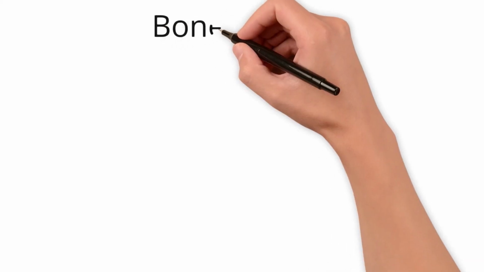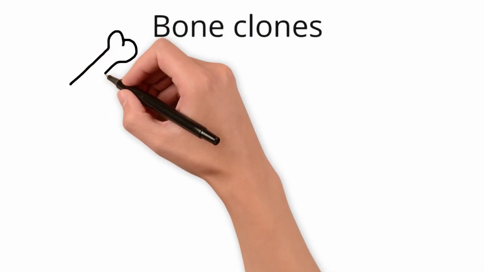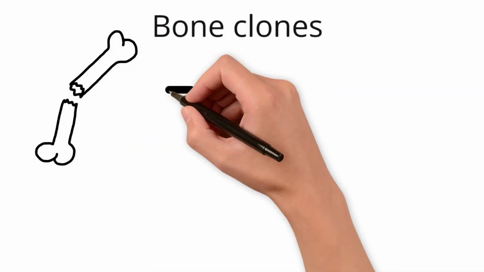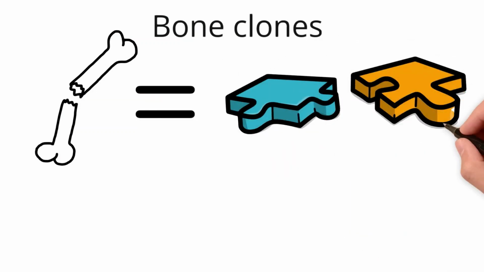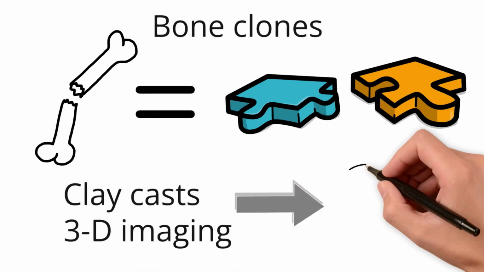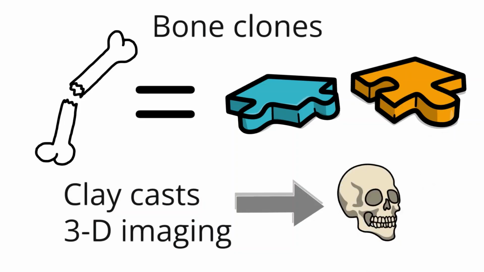Paleoanthropologists often talk about bone clones. Let's break this idea down. Like Dr. Kenny shared with us, bone fragments are like puzzles. So when a researcher finds a fossil fragment, it's simply another puzzle piece. Like Dr. Hawkes explained, they can create clay casts or use 3D imaging and create full fossils from pieces by extrapolating what it should look like given the fragments we have.